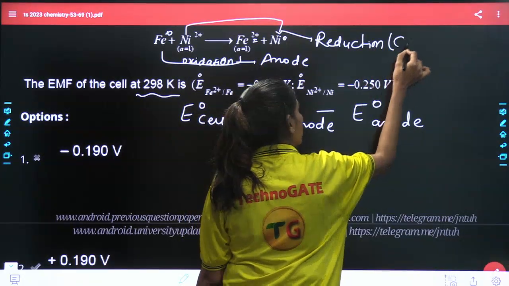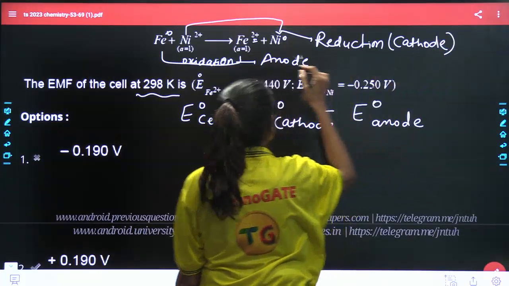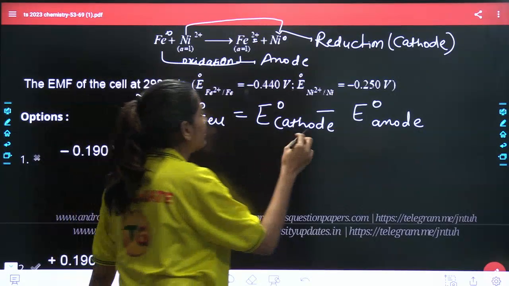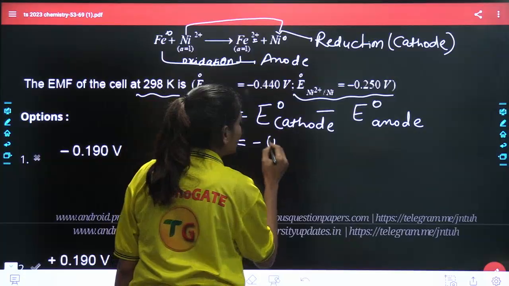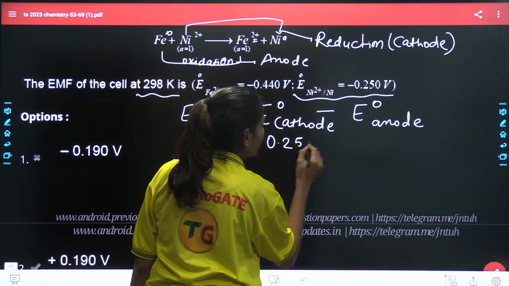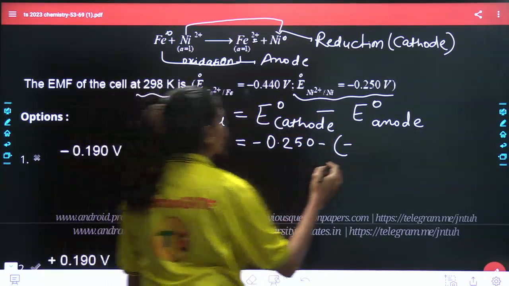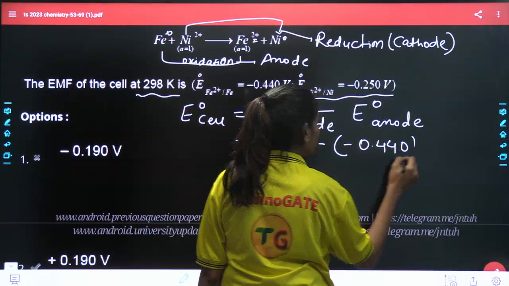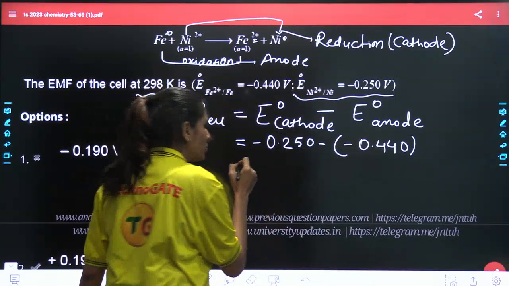And reduction always takes place at cathode. So first of all, we need to put the value of this Ni+2 to Ni, that is here. So we would put its value over here, that is -0.250. Now minus that anode is given as -0.440. Now simple, just simply solve it. Nothing else to do.